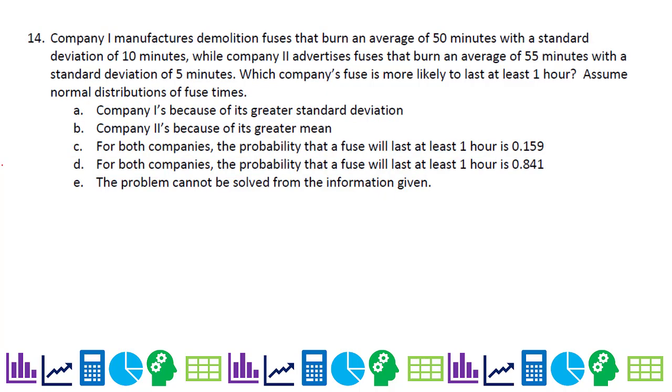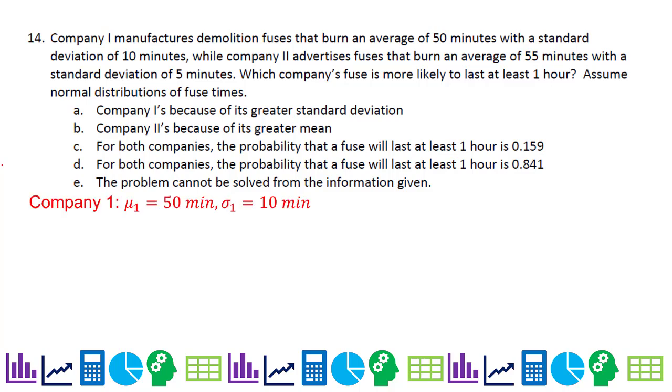Number 14. Company 1 manufactures demolition fuses that burn an average of 50 minutes with a standard deviation of 10 minutes, while Company 2 advertises fuses that burn an average of 55 minutes with a standard deviation of 5 minutes. Which company's fuse is more likely to last at least 1 hour? Assume normal distributions of fuse time. See how they told you it was a normal distribution? So that'll make our life easier.